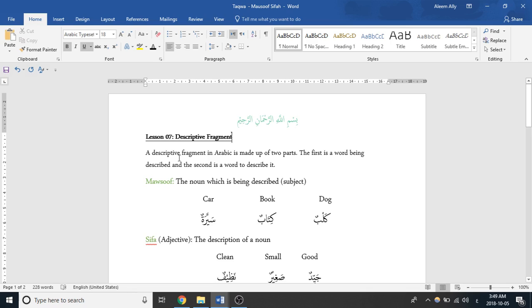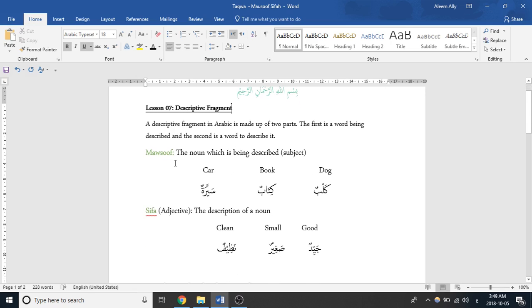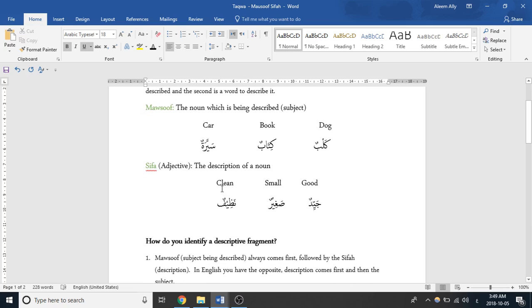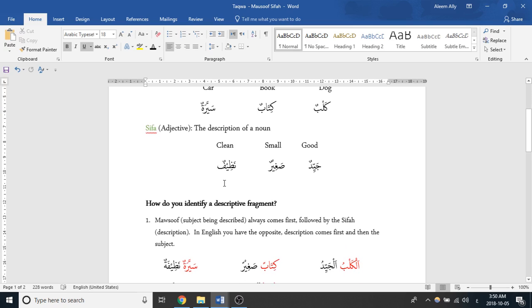The first is a word being described, and the second is a word that's describing it. The noun which is being described is known as the mawsuf. We could have words such as kalbun, kitabun, sayyaratun. Any of these words can serve as the mawsuf, pretty much any noun. And then afterwards we have sifa, adjectives. That's the description of a noun. So words such as jayyid, meaning good, saghir, meaning small, nadhifun, meaning clean, kabirun, meaning big, or ghaniyun, meaning rich. These words describe a noun.